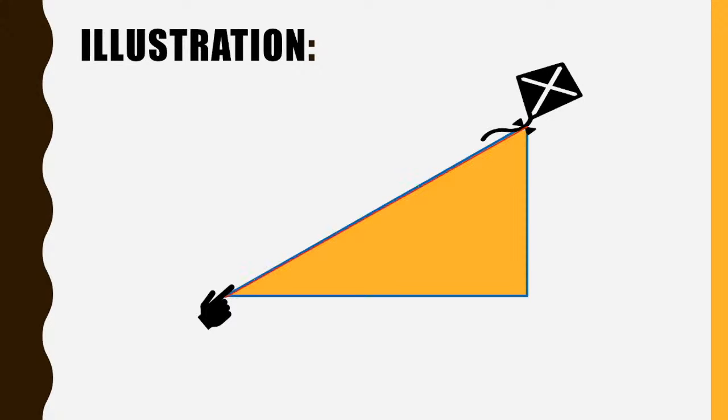Then, we use what we know about trigonometric ratios. The given value is 12 meters, which is the hypotenuse of the triangle. The value we are looking for, x, is the opposite of the given angle of elevation, which is 53 degrees. X is the opposite and 12 is the hypotenuse. So, we know that we are going to use sine.